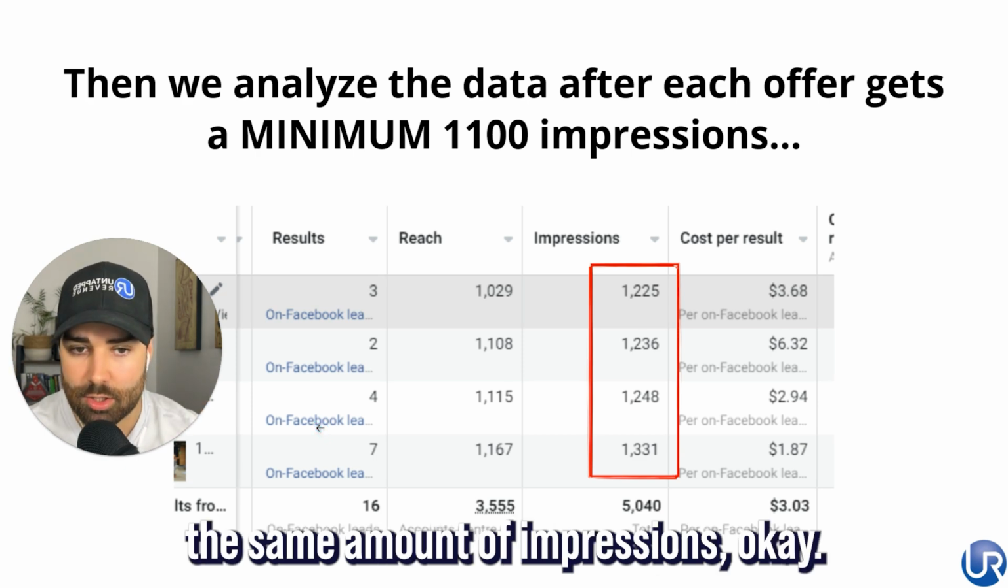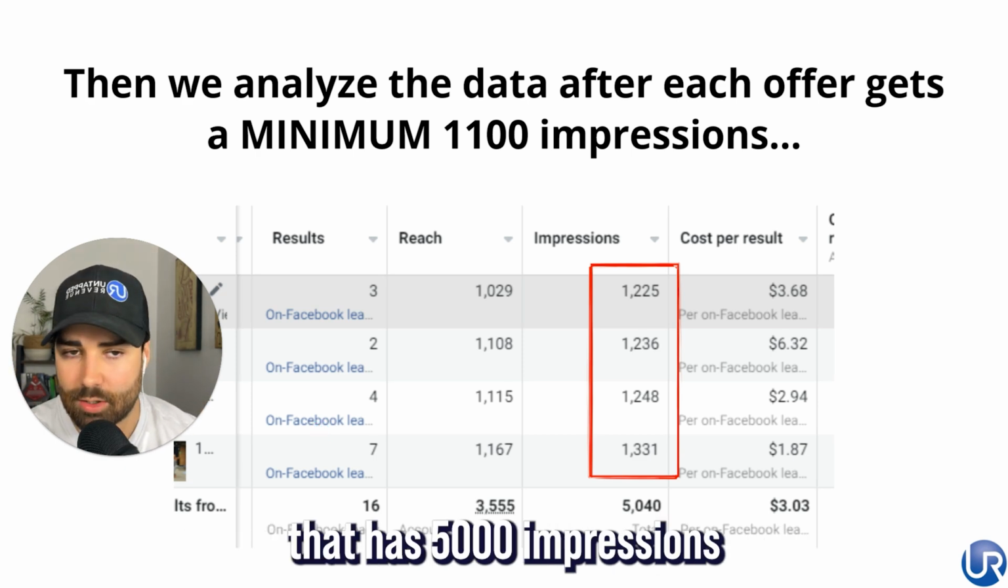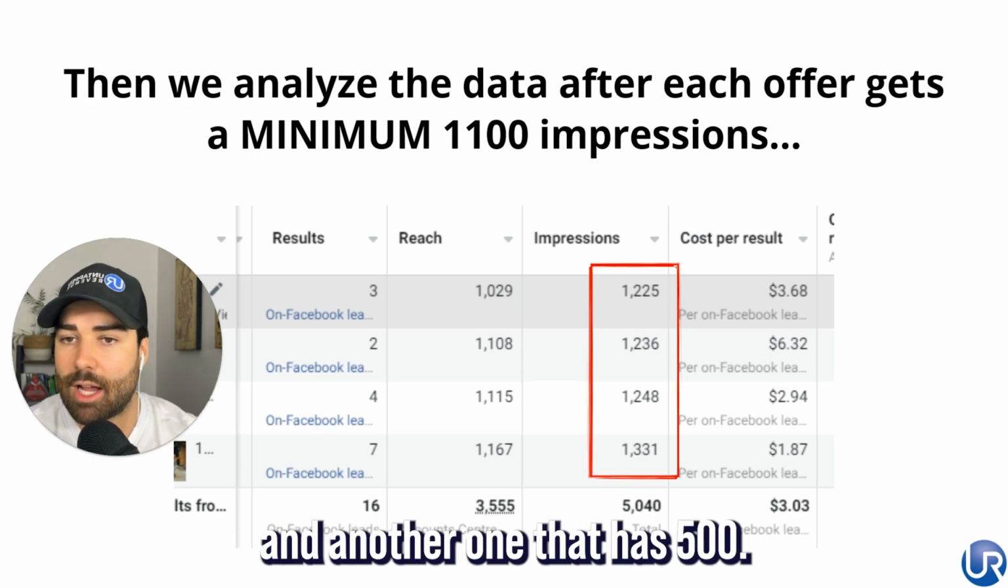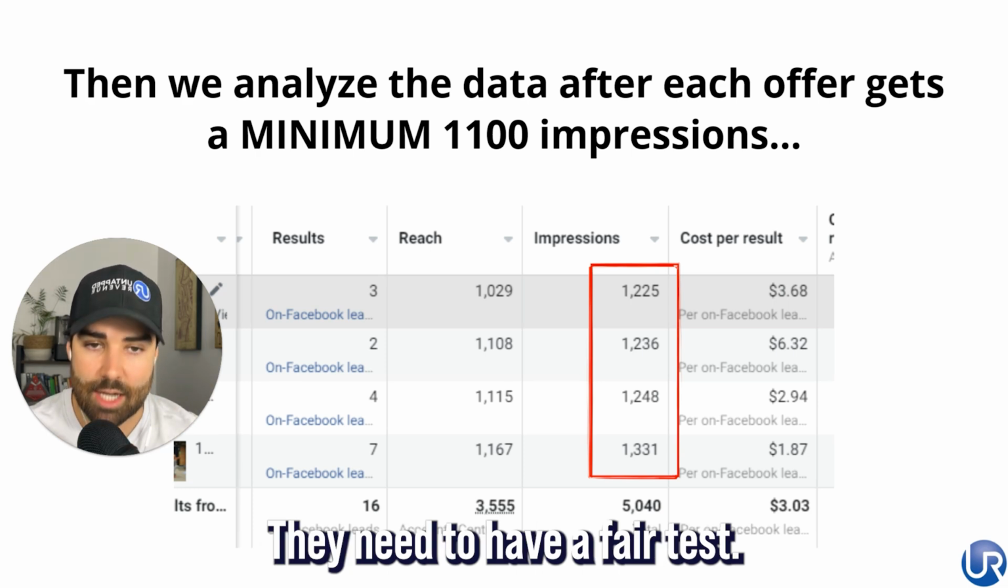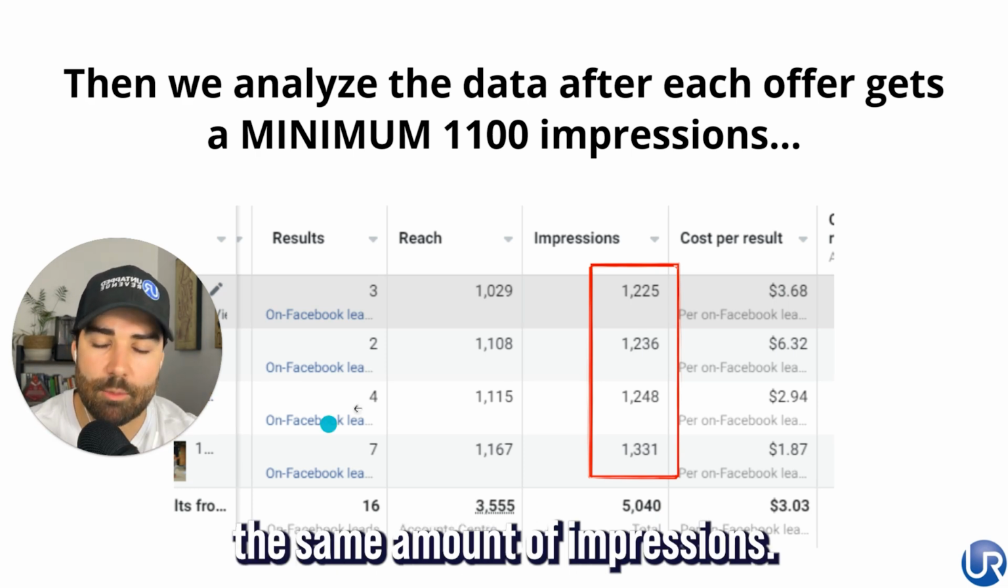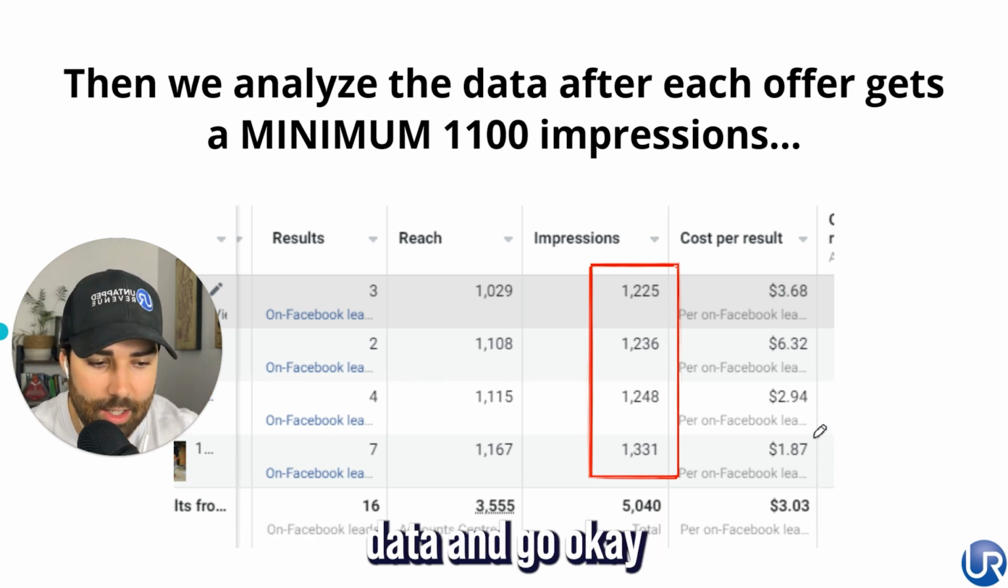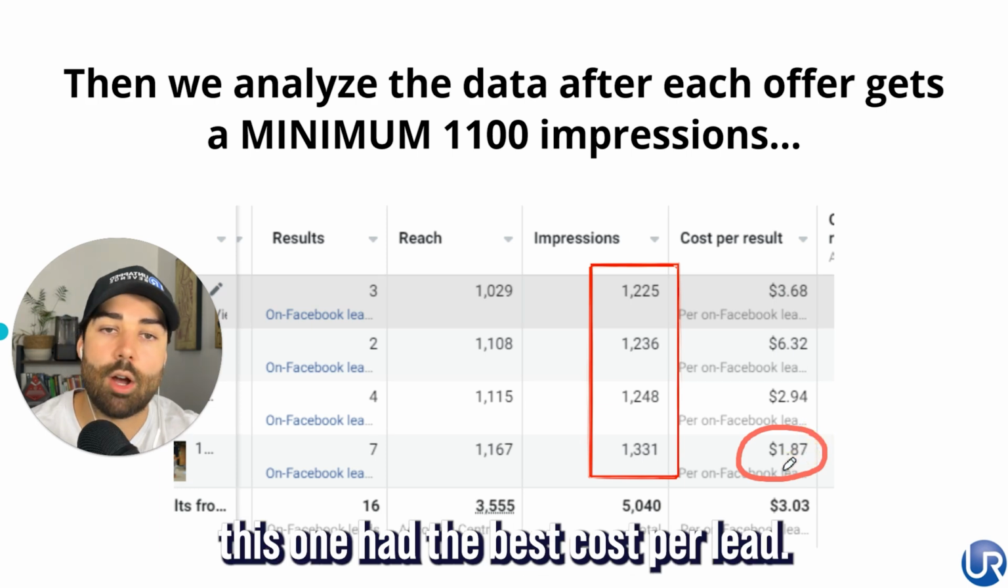Okay. Then what we're going to do is we're going to analyze the data after each has gotten the same amount of impressions. Okay. You don't want one that has 5,000 impressions and another one that has 500. They need to have a fair test. And so they all need the same amount of impressions. And then you can look at this data and go, okay, this one had the best cost per lead.